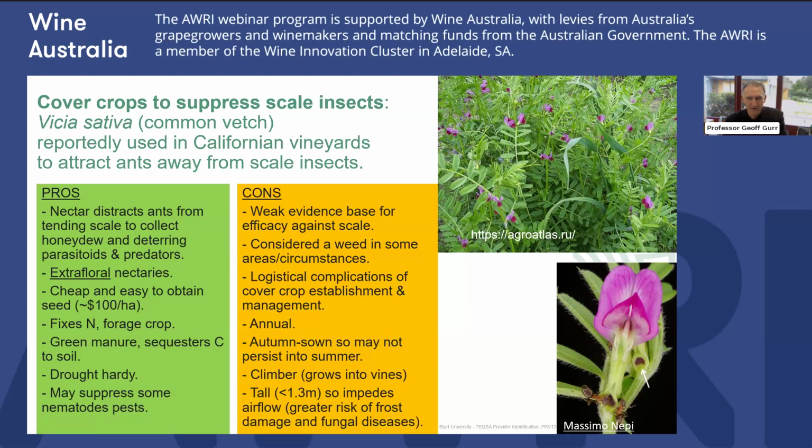This is an extra series of operations for the vineyard manager to grapple with. And it's an annual plant, so it has to be resown each season. And also, it's typically sown in the autumn, and so it may senesce before the warm-up time of the year, when we really need to try and have the scale insect suppressed. So the phenology might not be ideal. Perhaps more importantly, this is a climbing plant, and so it might grow into the vines. And even if it doesn't, it's tall, well over a metre, and so it's going to impede airflow, and therefore there's a greater risk of frost damage, and the humidity might encourage fungal diseases.